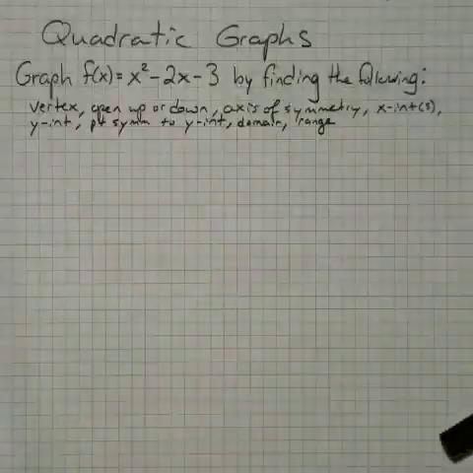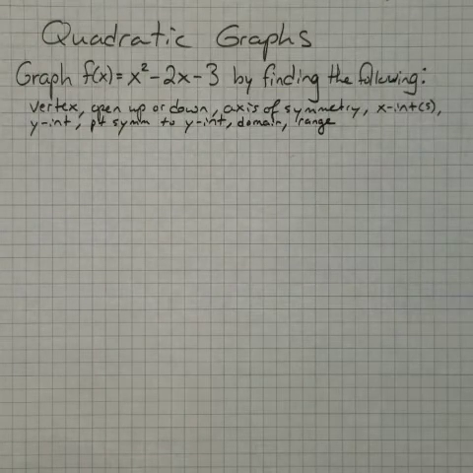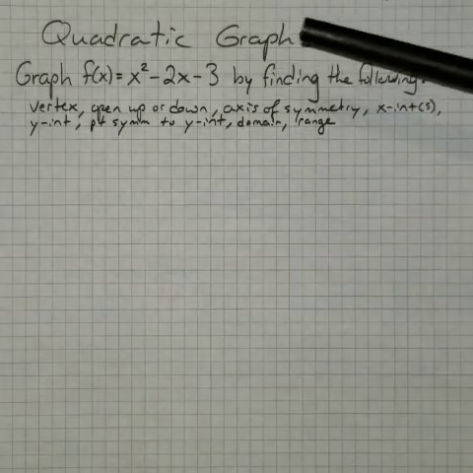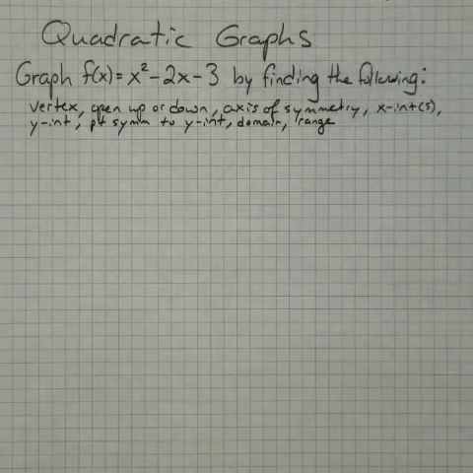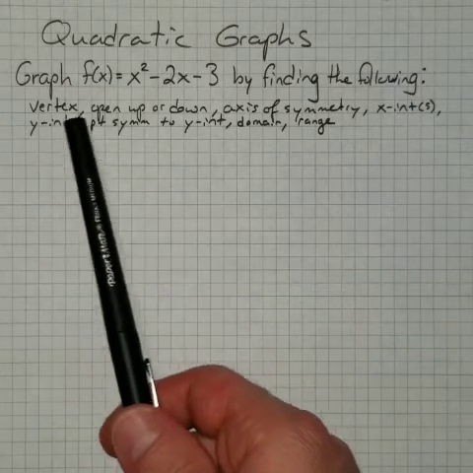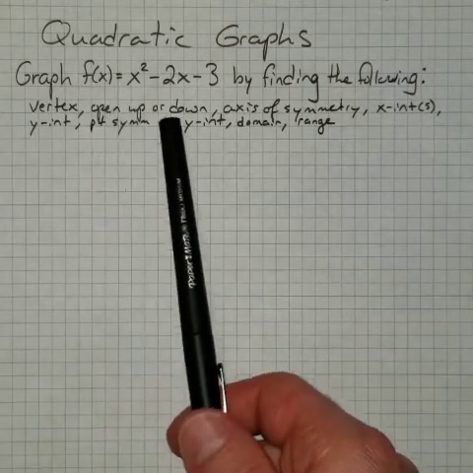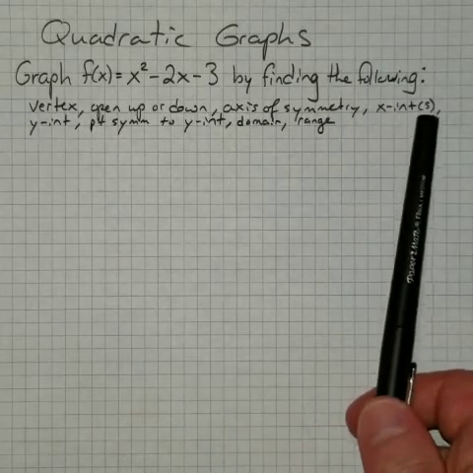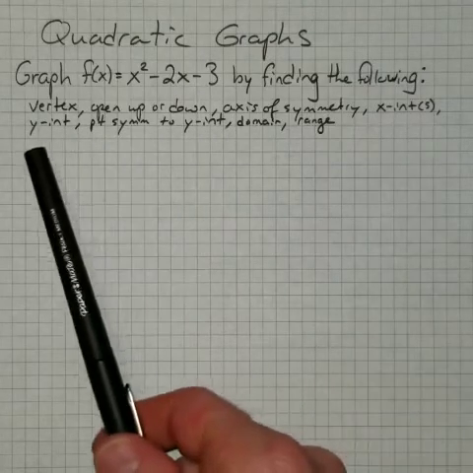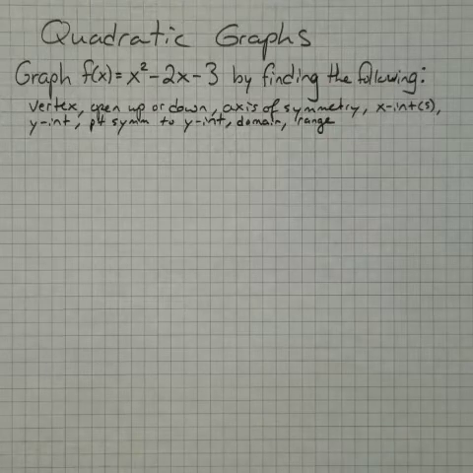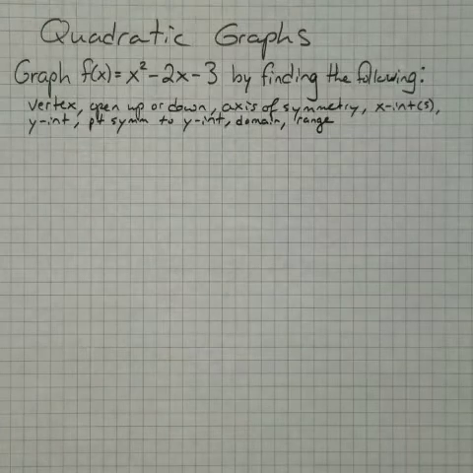And so we're going to look today at some of the standard form graphs, or graphs from standard form. And so to do that, we need to find each of the following items. The vertex, we need to determine whether it opens up or down. Find the axis of symmetry, the x-intercept or intercepts, because we could have 0, 1, or 2. The y-intercept, the point symmetric to the y-intercept, the domain, and the range. So all these things we need to find for a quadratic in standard form.